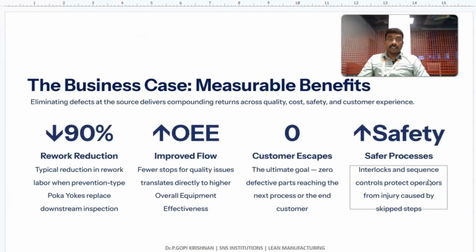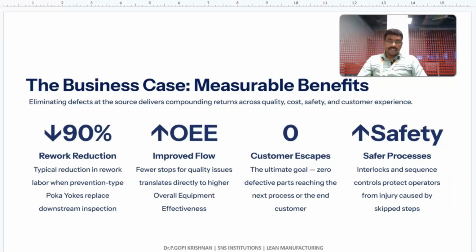And when the Poka-Yoke system is implemented in the manufacturing activity, what happens exactly? This is going to be the business case. 90% of the rework is reduced. Since this is a mistake-proof methodology, the rework is almost eliminated, and 90% of the rework is reduced.